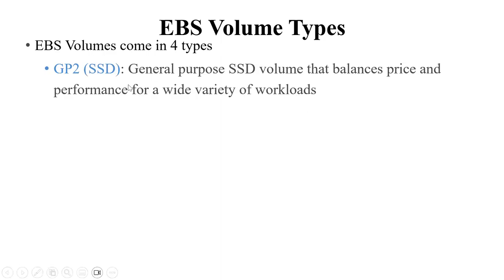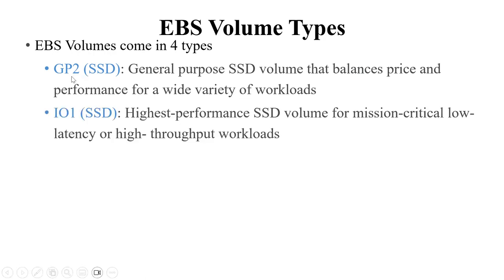What are the different volume types available? While provisioning or launching the EC2 instance, we have different types of volumes. As we understand, GP2 and GP3 are general purpose, generation 2 and generation 3 versions, and then IOPS based. GP2 is a general purpose SSD volume that balances price and performance for a wide variety of workloads. If medium storage performance is required, you can take GP2.